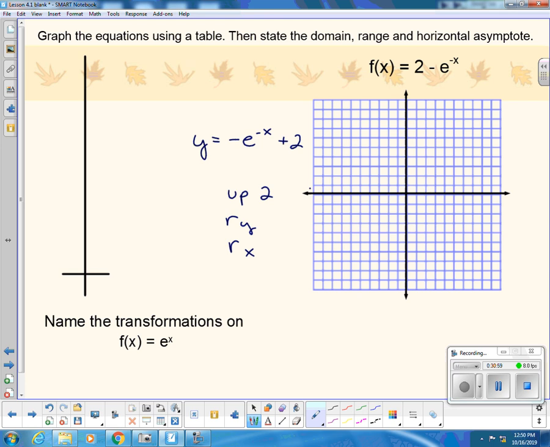So think about this: this is the normal exponential curve. We are going to move it up 2, and then it's going to flip around the x-axis. And then it's going to flip over the y-axis, and we're going to flip it over the x-axis. So this guy, this is now going to be your thing here.